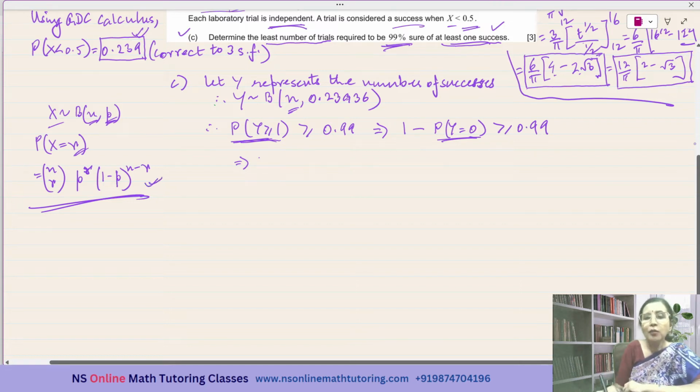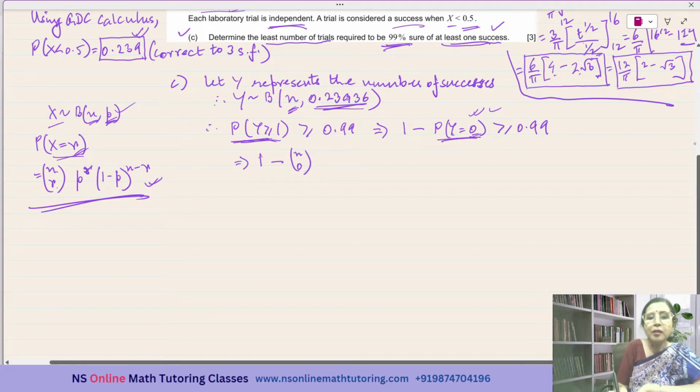Okay, so now we come to this relation. Over here we have 0 successes, the number of trials is n, and the probability of success is p. So I can write this inequality in the form 1 minus nCr. Now r is what? This is X equal to r and that is Y equal to 0, so r's value is 0. So I am taking nC0.